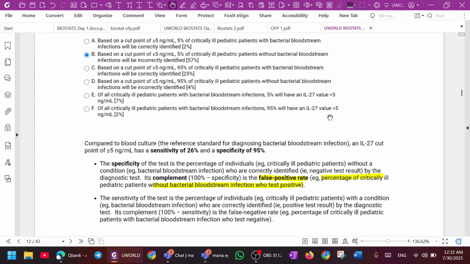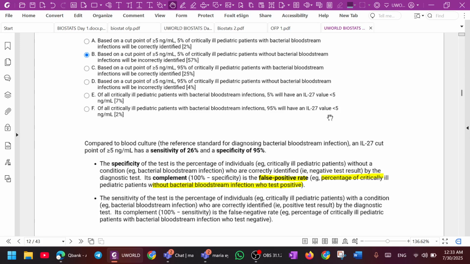A little bit, yes. So you see the answer is telling you 5% of critically ill patients will have bloodstream infection. So 5% will be true positive. The sensitivity will be 5%. But this is wrong because they're already telling you sensitivity will be 26%. So this is wrong.